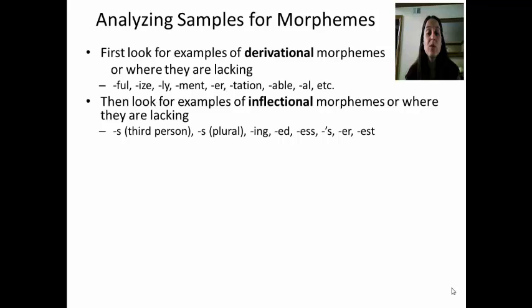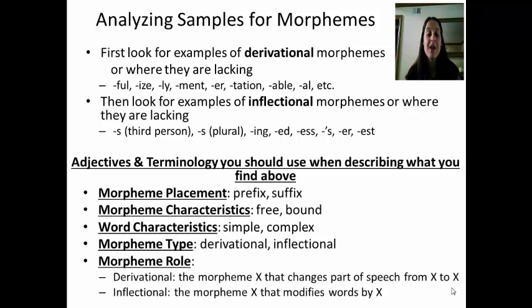Then you want to look for the inflectional morphemes, and those are those six that change it for tense, for person, for gender, for degree, for case, and for verb usage. And then here are some of the adjectives and terminology you should use when describing what you find above. So remember morpheme placement, prefix or suffix. Remember to describe the characteristics of the morphemes, like if they're free or bound, and the characteristics of the word, as if they're simple or complex.